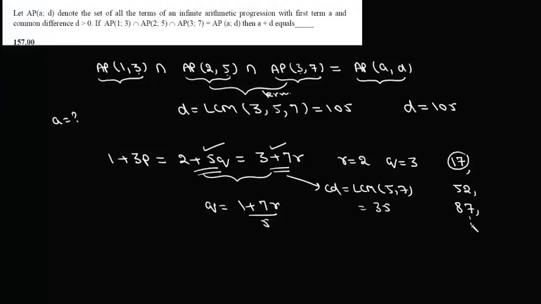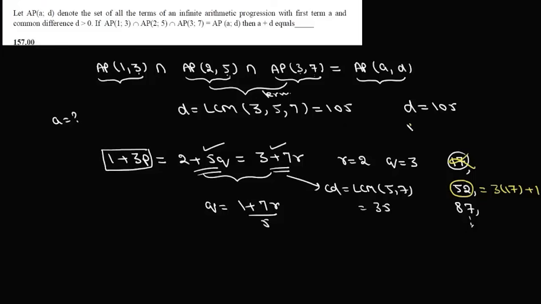87. Now we need that term which is of the form 1 plus 3p. That means from these numbers, we have to find the first number which, when divided by 3, leaves a remainder 1. Now when 17 is divided by 3, it leaves the remainder 2. So 17 is not our common term. If we look at 52, we know that 17 into 3 is 51, plus 1. So this 52 is 17 into 3 plus 1. So this is our first term which is common to all the three APs.